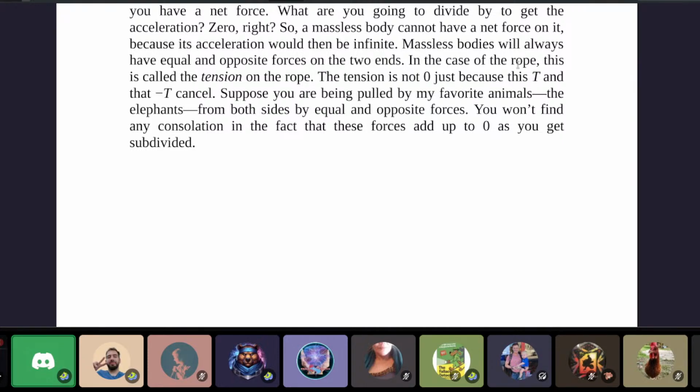In the case of the rope, this is called the tension on the rope. The tension is not zero just because this T and that T cancel. Suppose you're being pulled by my favorite animals, the elephants, on both sides by equal and opposite forces. You won't find any consolation in the fact that these forces add up to zero as you get subdivided.